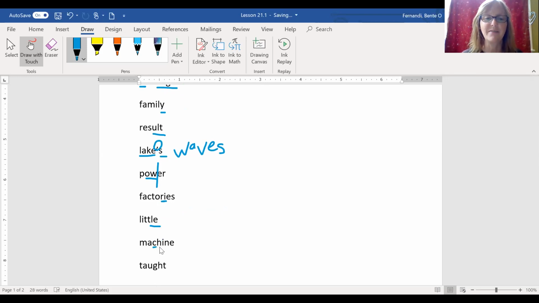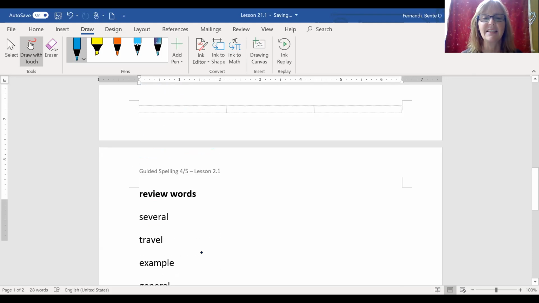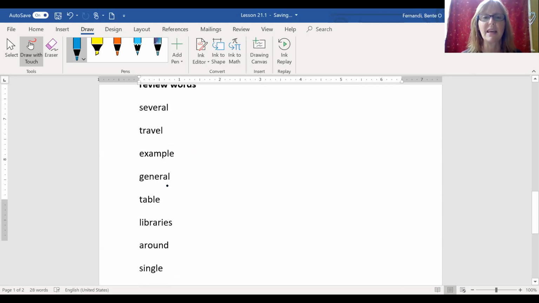Machine, this is a fun one to spell. We just have to learn it. Machine, the CH says the sh sound. And the I-N-E, which we might think is going to say ein, says een instead. Taught, aw, A-U-G-H, aw. And then some review words for this week.